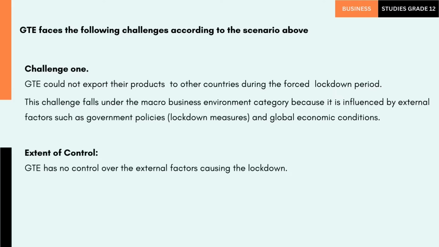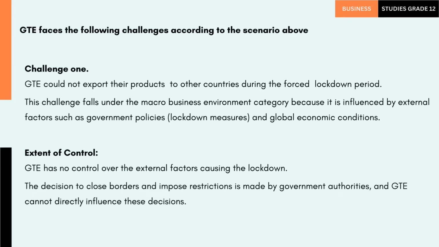Extent of control. GTE has no control over the external factors causing the lockdown. The decision to close borders and impose restrictions is made by government authorities, and GTE cannot directly influence these decisions.